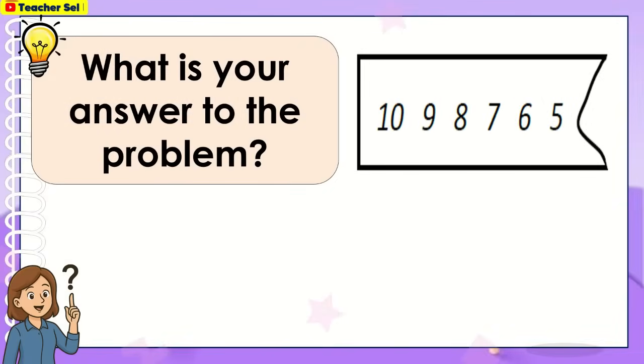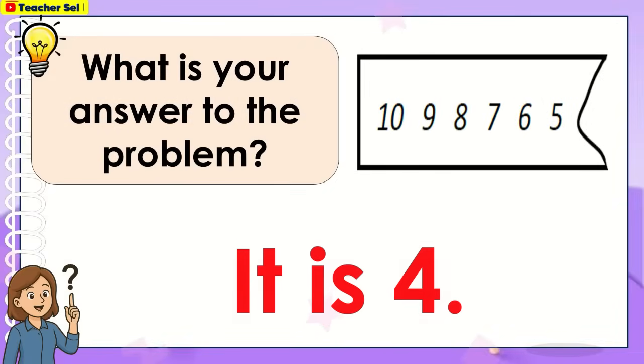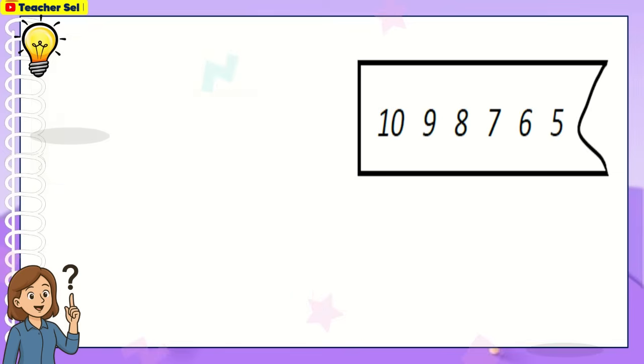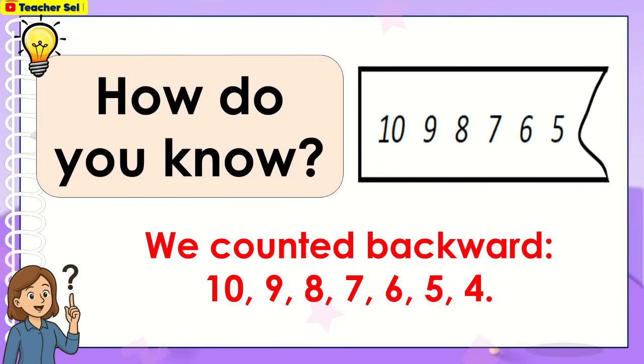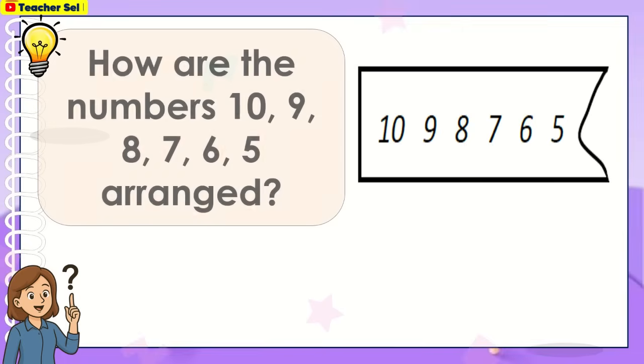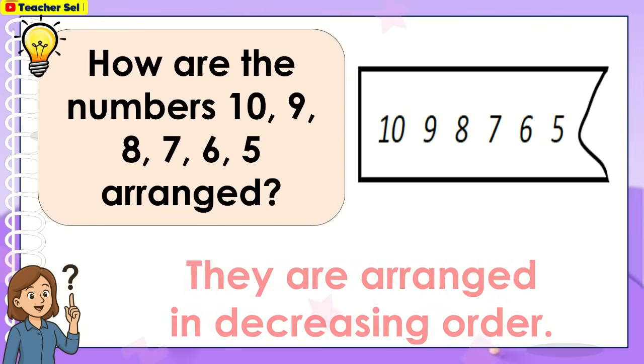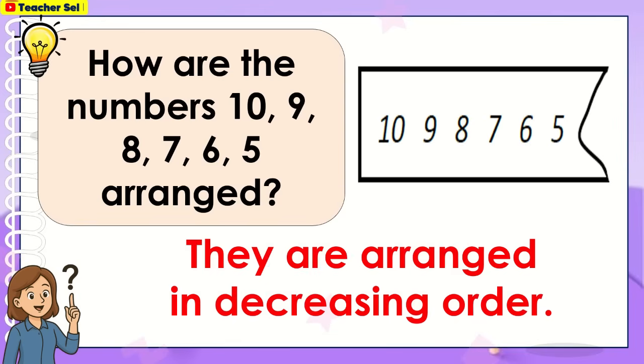What is your answer to the problem? It is 4. How do you know? We counted backward. 10, 9, 8, 7, 6, 5, 4. How are the numbers 10, 9, 8, 7, 6, 5 arranged? They are arranged in decreasing order.